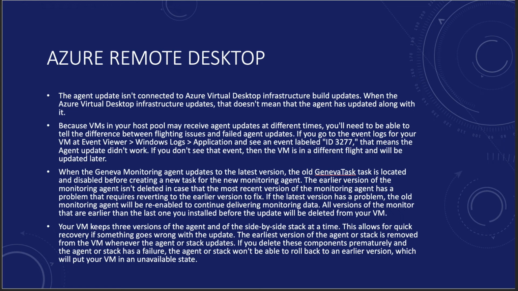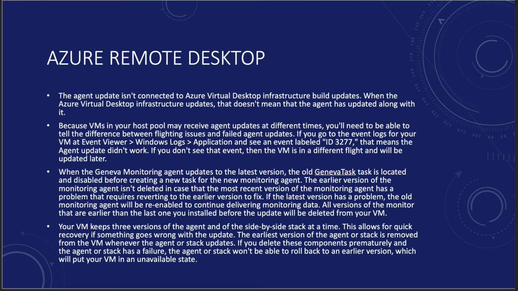Part of the problem with it, though, is that as you go through your infrastructure build updates, you have to make sure that the agent update isn't connected to the desktop. So when you're using virtual desktop infrastructure updates, it doesn't mean that the agent won't update because of it. All your VMs in a host pool may receive the agent updates at different times, so you'll need to be able to tell the difference, right? And you can go to your event logs and look for ID 3277, and that means the agent didn't update. And if the agent didn't update, then your remote desktop probably won't work the way you want it to.